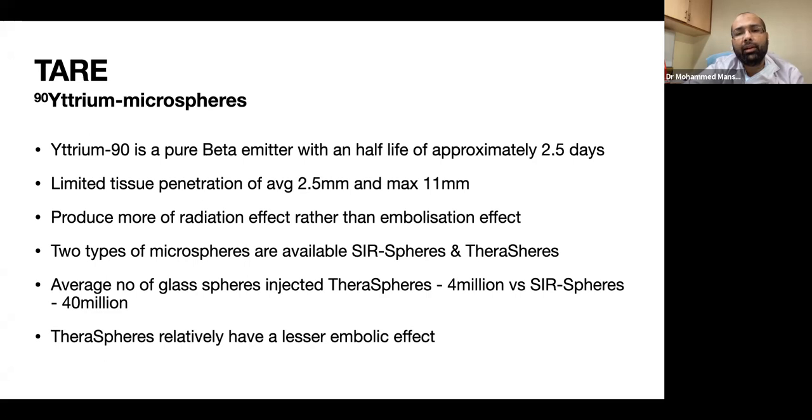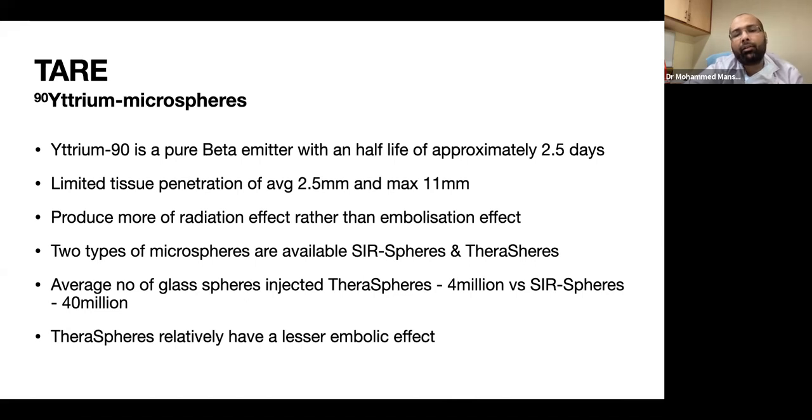Utm is a pure beta emitter with a half-life of approximately 2.5 days. It has a limited tissue penetration because it is a pure beta emitter. The average penetration is 2.5 mm and the maximum penetration is 11 millimeter. It produces more of radiation effect rather than embolization effect, which we've already seen.